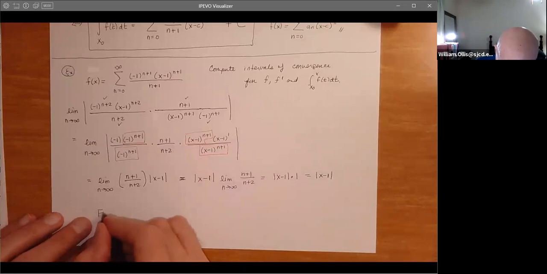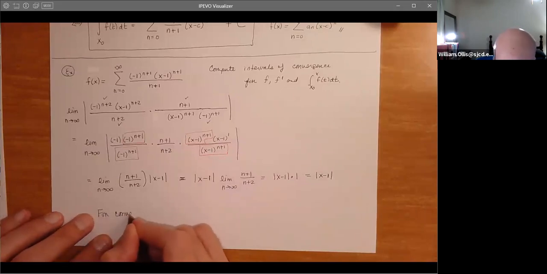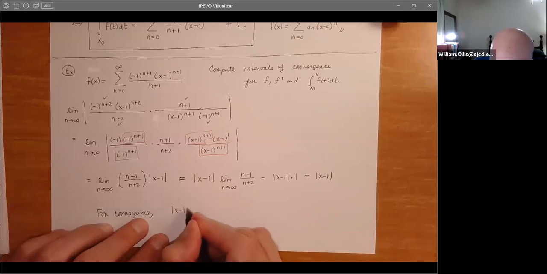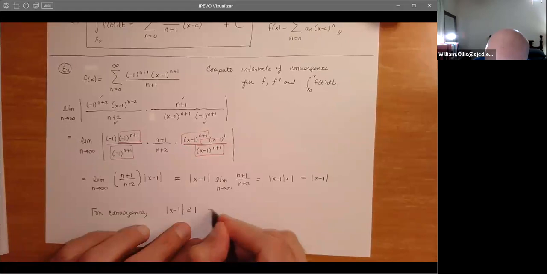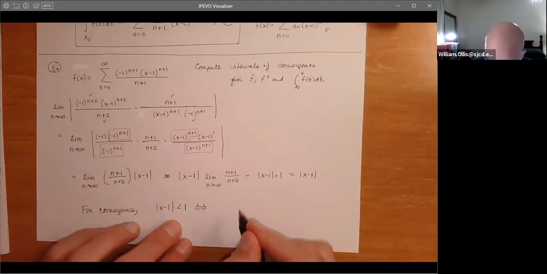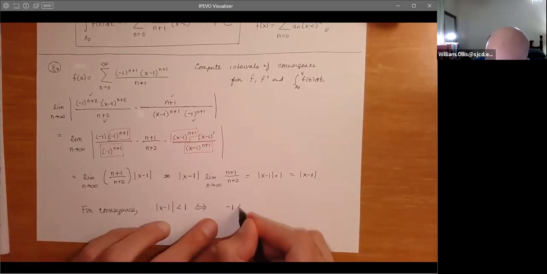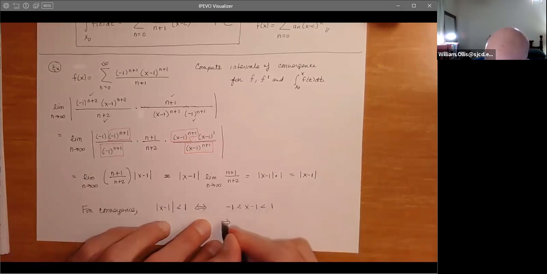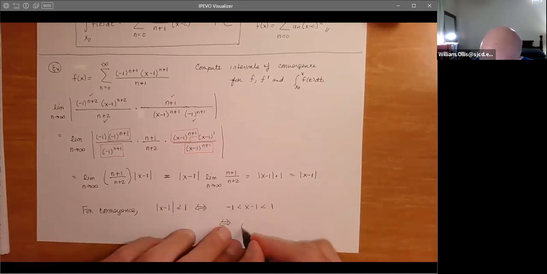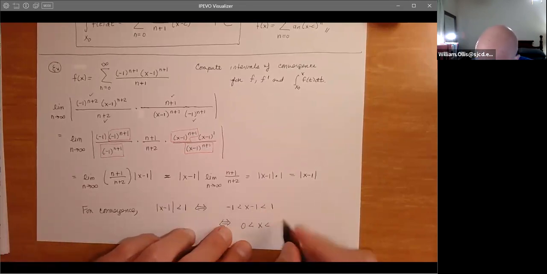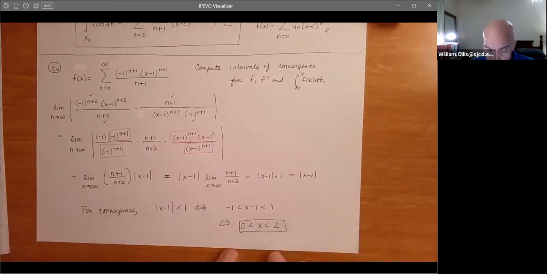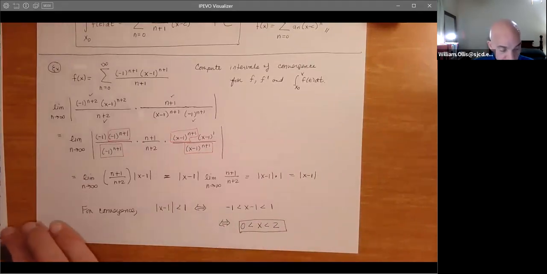So for convergence, we have the absolute value of x minus 1 must be less than 1. Equivalently, a nice conjunction, an easy one, negative 1 less than x minus 1 less than 1. And of course, we'll just add 1. 1 plus negative 1 is 0, and 1 plus 1 is 2. So at least for now, we see in this particular case that we have the open interval 0 to 2.